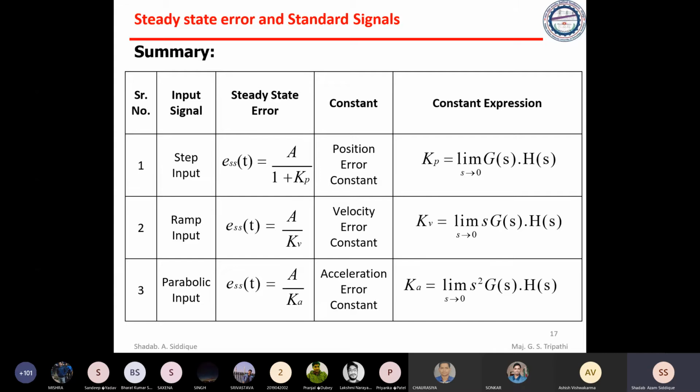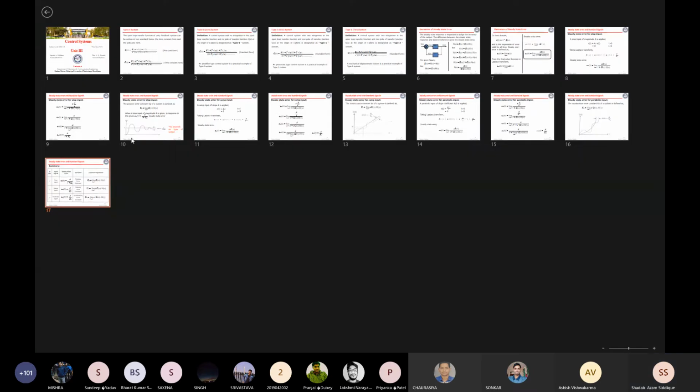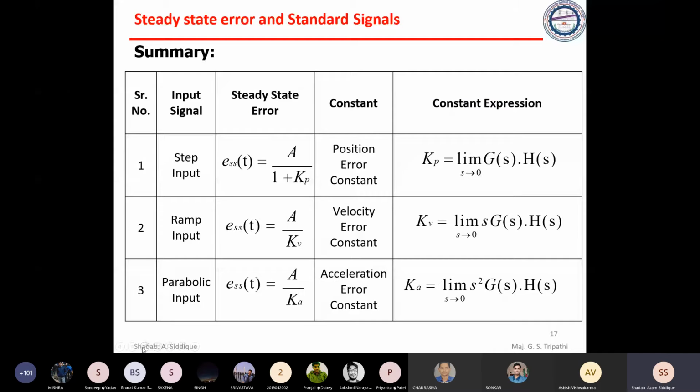By having the ESS, you can derive it as the limit as s tends to 0 of s into R(s) divided by 1 plus G(s) into H(s) for negative feedback. Where G(s) into H(s) is called the open loop transfer function. We will go through the problem and see how we can find Kp and Kv using this formula, and we can also check using that formula.